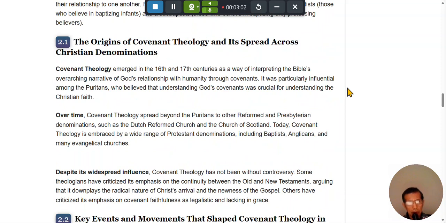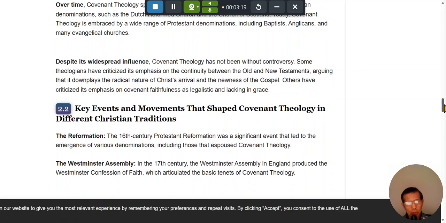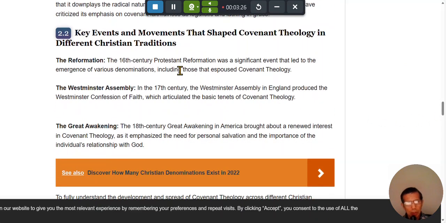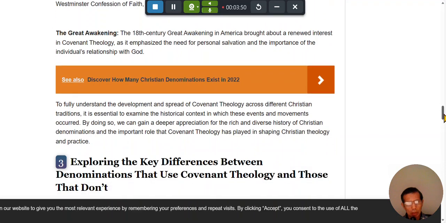Here's another section, 2.1. They talk about the original covenant theology and its spread across Christian denominations. So whatever Christian denomination you or your church belong to, this short article describes a little bit. And 2.2 talks about the key events and movements that shaped covenant theology in different Christian traditions: the Reformation, the Westminster Assembly, the Great Awakening. If you want to study more about these key events or movements, you could study it further later.